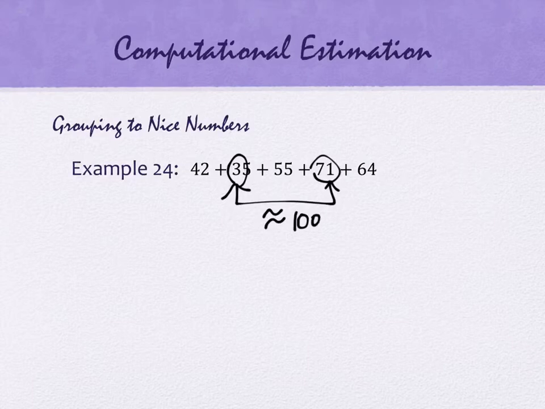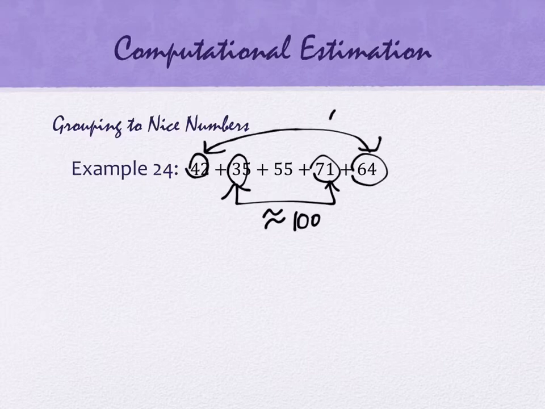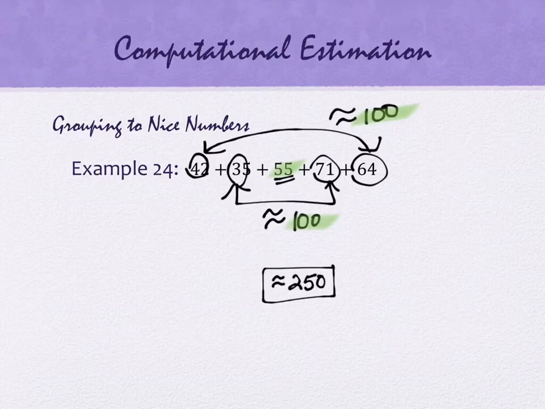What else? 42 and 64. All right, 42 and 64 are approximately compatible. And then again, you can either leave the 55 as 55, or you could round it down to 50. I don't care. It really doesn't matter. We're estimating. So if I add the 100, and the 55 or 50 or whatever together, I will have an approximate answer of 250, or 255 if you prefer.